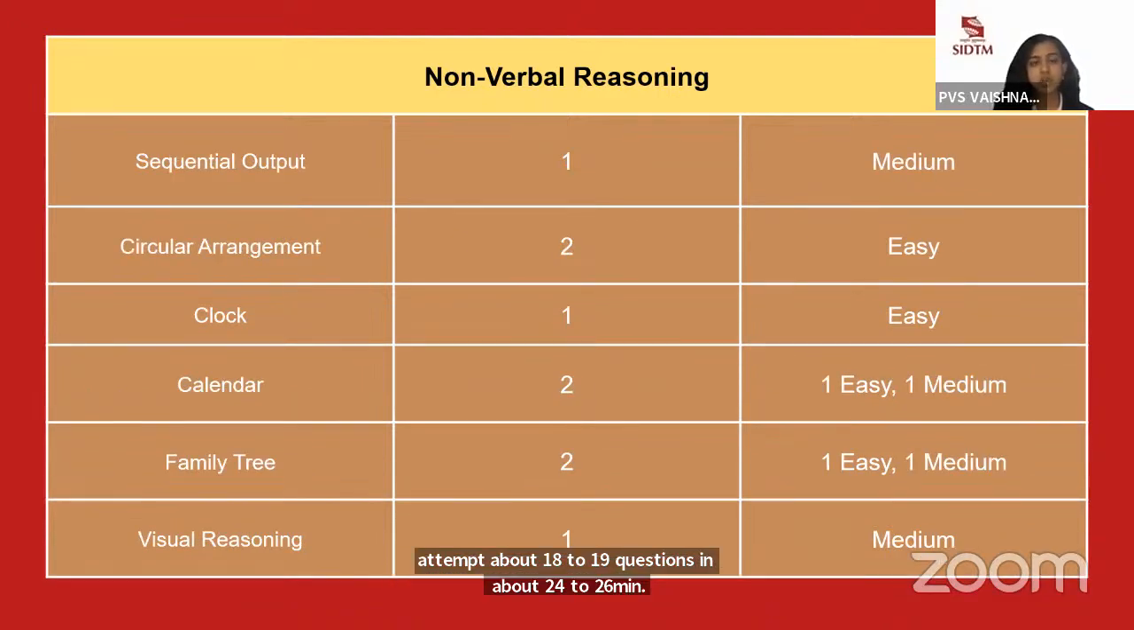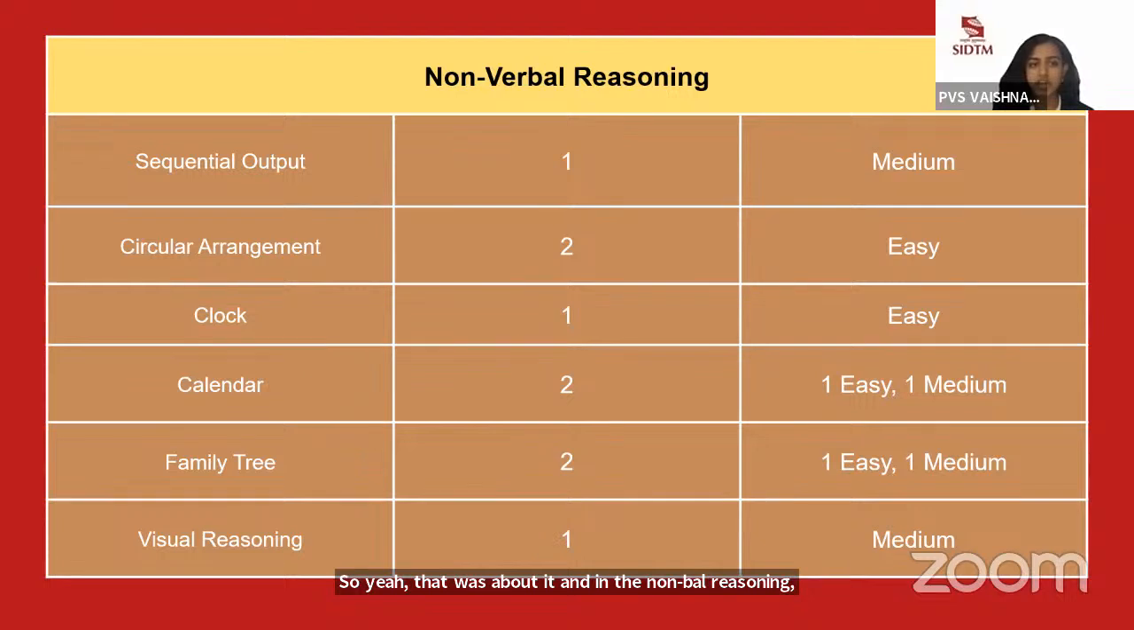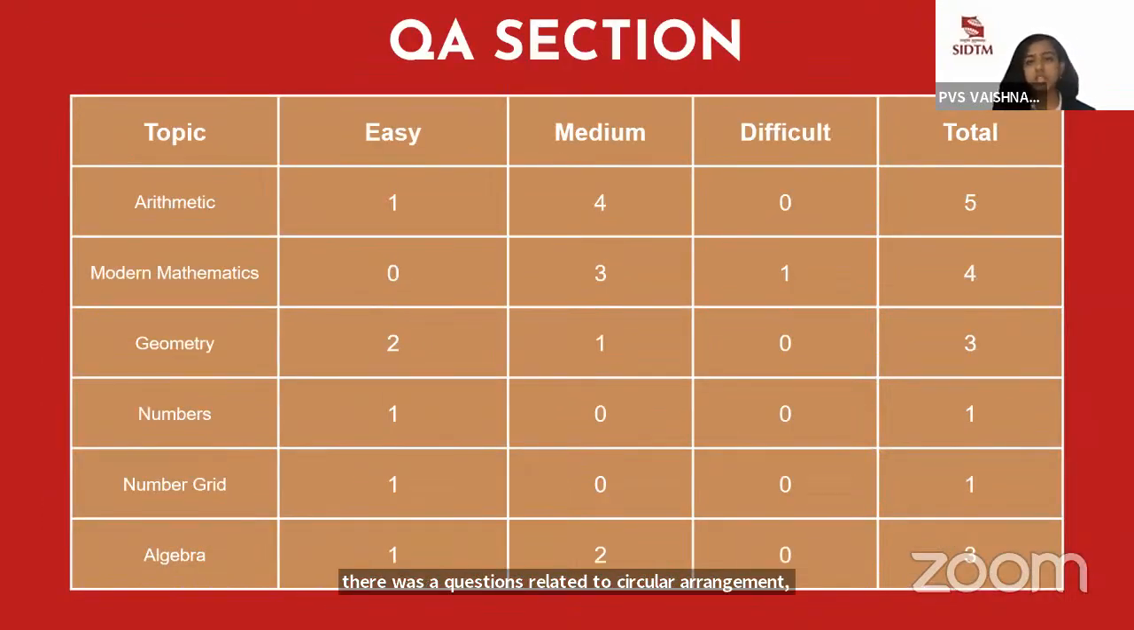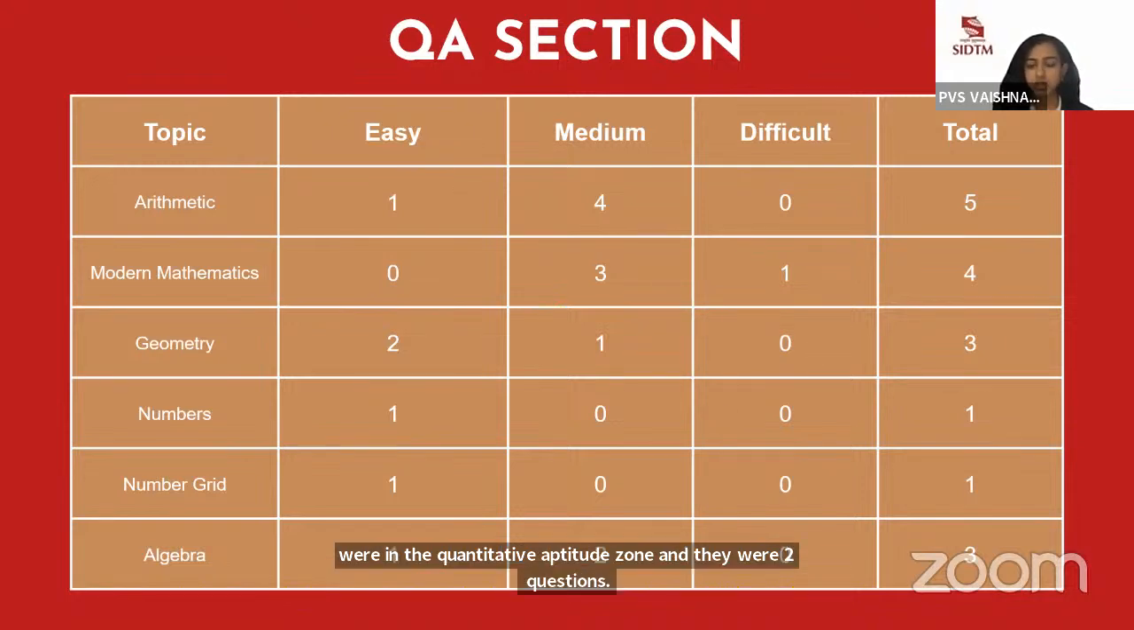So yeah, that was about it. And in the non-verbal reasoning, there was questions related to circular arrangement, clocks, calendars, and so on, similar to the first slot. In the QA section, out of the 20 questions, 18 questions were in the quantitative aptitude zone, and there were 2 questions in the data interpretation section.